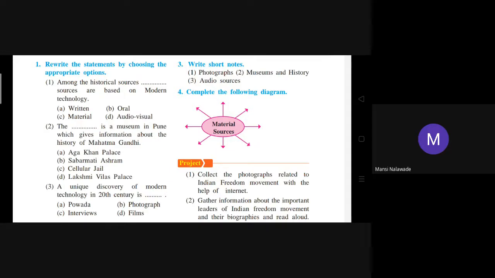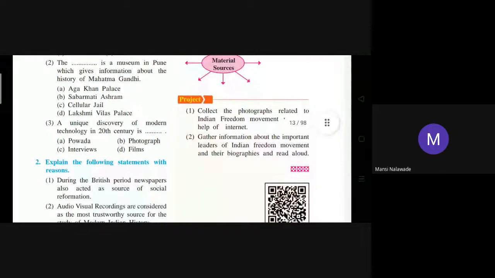Okay, good. Your next question is, the dash dash is a museum in Pune which gives information about the history of Mahatma Gandhi. Yes, it's the Aga Khan Palace. Rudra, read this sentence with answer. Yes, Miss. The Aga Khan Palace is a museum in Pune which gives information about the history of Mahatma Gandhi.